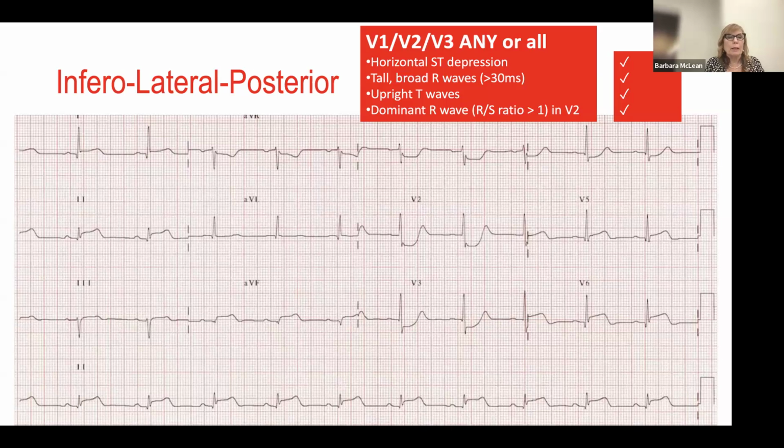Okay, one more really good one. This is an infralateral posterior infarct. So this really tells us a lot about where the occlusive disorder is in the coronary arteries, and helps us anticipate what we're going to find when we go to the cath lab. You can see ST elevation in lead 1, not much in AVL, and ST elevation in leads 2, 3, and AVF.